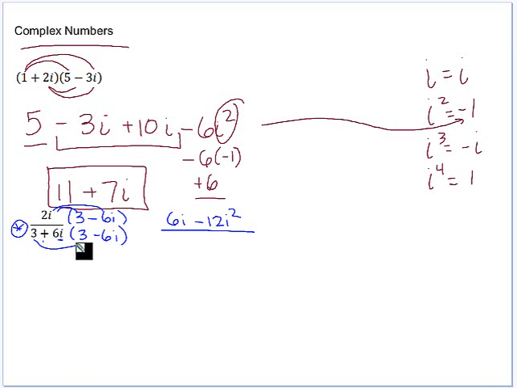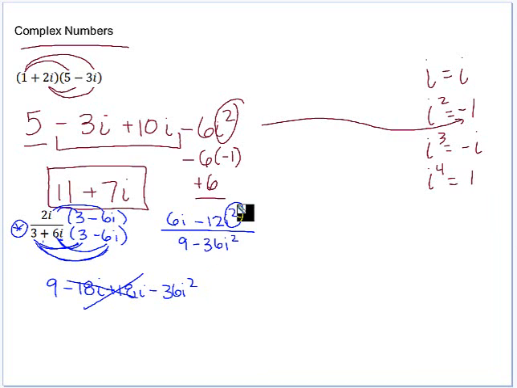The denominator we have to double distribute or FOIL. So 3 times 3 is 9. 3 times -6i is minus 18i. 6i times 3 is a plus 18i. 6i times -6i is a -36i squared. Notice here these 18i's cancel, so we are left with 9 minus 36i squared.